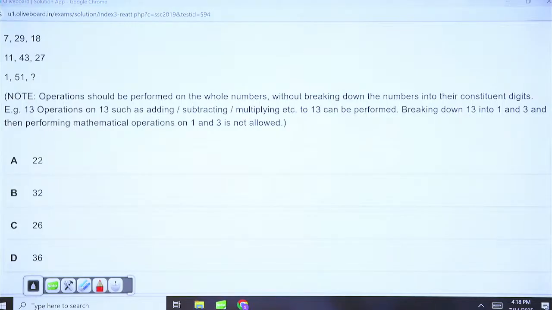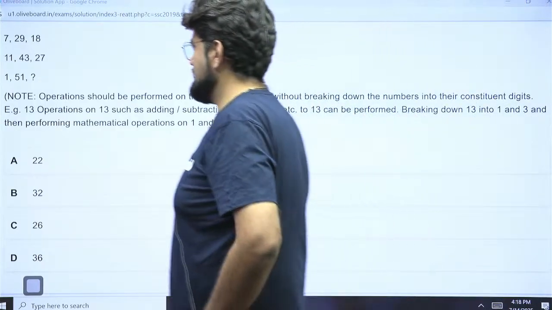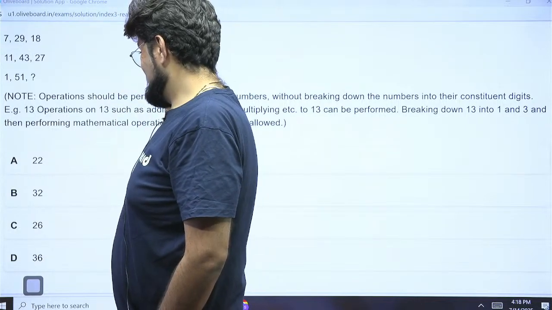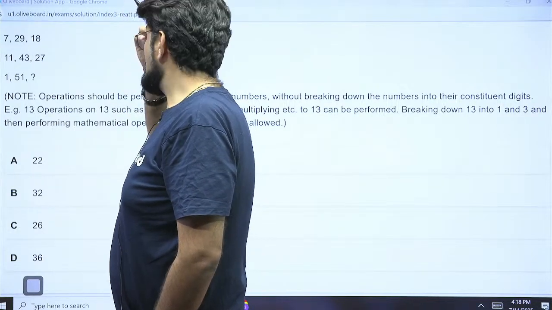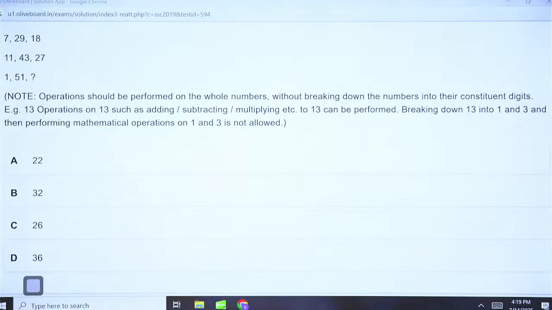29, 43, 51, 7, 11, 1. I can't see a common factor here. 18, 27. Okay, here we can say it's 3 or 9. So we'll have to check this out. Okay, I don't think that's a logic. What else? Just randomly add these numbers and check.